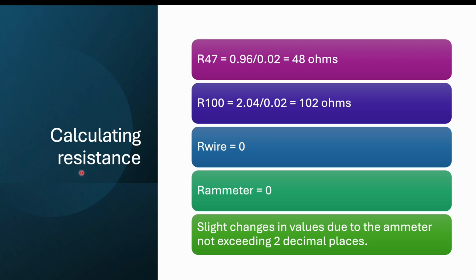So calculating resistance, we've seen that the R of the 47 ohm resistor is 48 ohms, and of the 100 ohm resistor is 102 ohms. The wire and the ammeter are both 0 because they're ideal wires and ammeters. And we can see that there's a slight change, and this is because of the decimal places of the current, because we've seen that in reality it's 0.024 instead of 0.02.